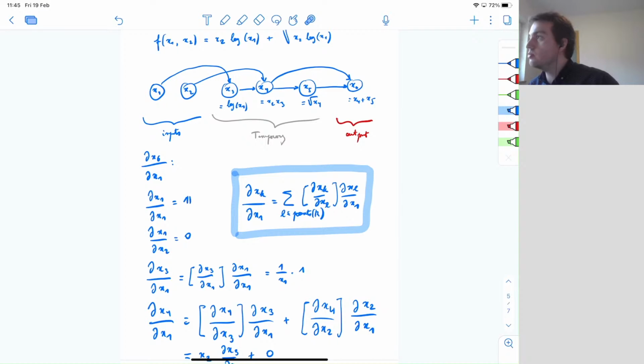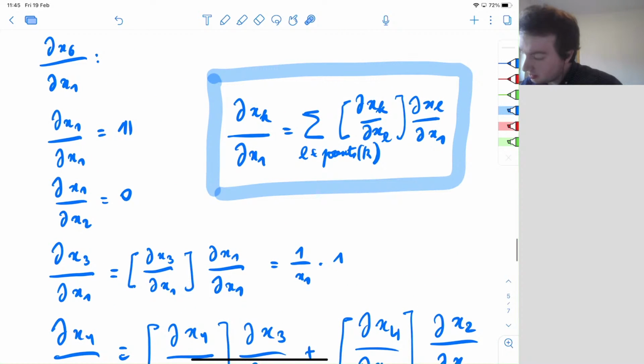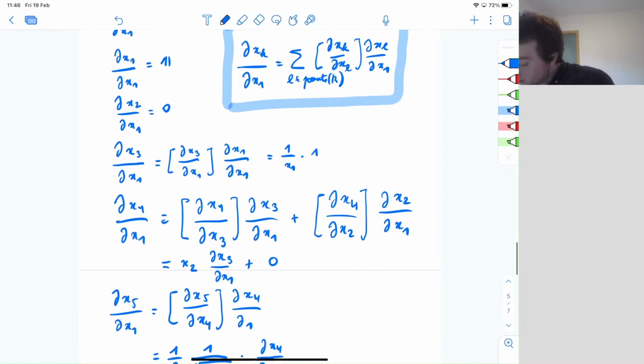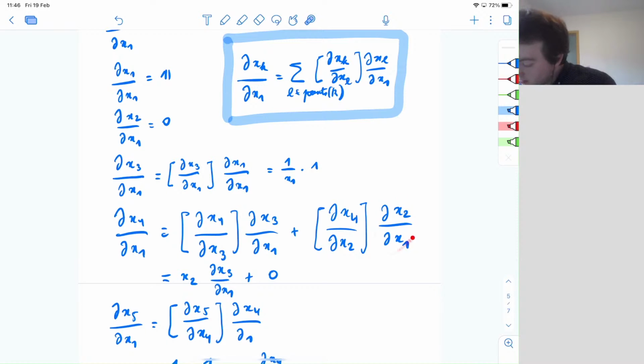So there is a question: since we are calculating the derivative with respect to x1, shouldn't it be the derivative of x2 with respect to x1? Yes, I think you're correct. Thank you. Yes, that's correct. Thank you. I'll fix that. So here it should be like this. Yes, thank you. And it is what I did there, right? And not the other way around.